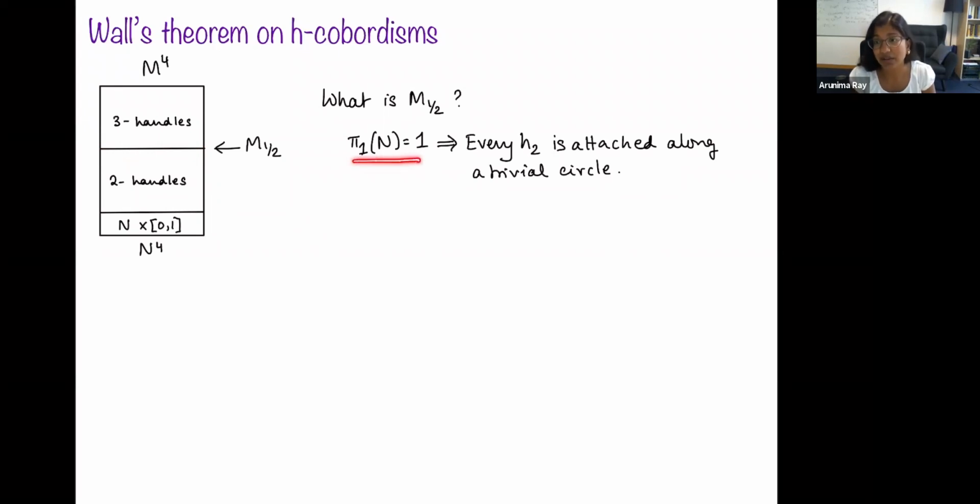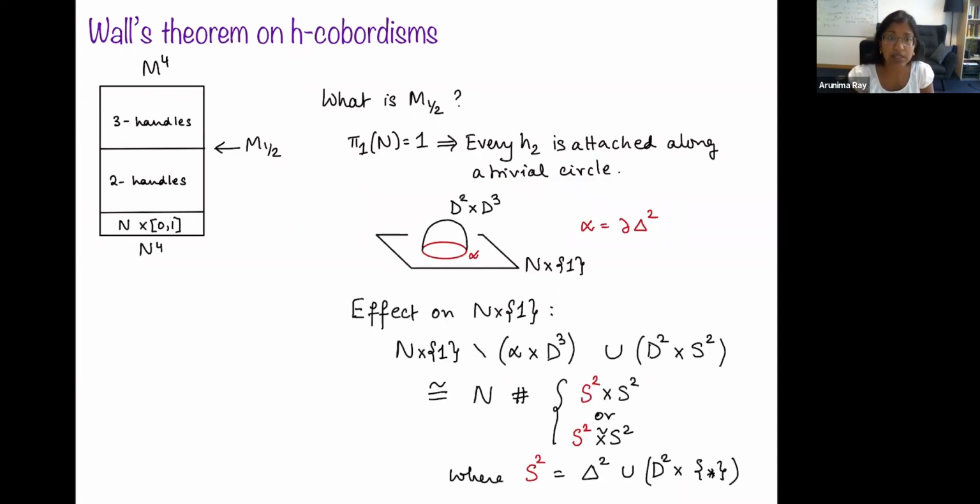So that means that there aren't many interesting simple closed curves inside of a simply connected 4-dimensional manifold. In particular, what I know is that each of them is trivial. Each of them is the boundary of a disk, in fact, an embedded disk from the exercise last time. And so all these 2 handles that are being attached to go from N to M1/2, they're all being attached along trivial circles.